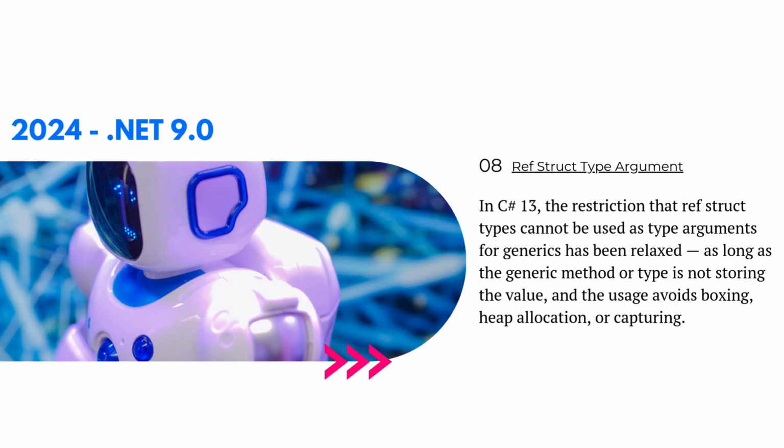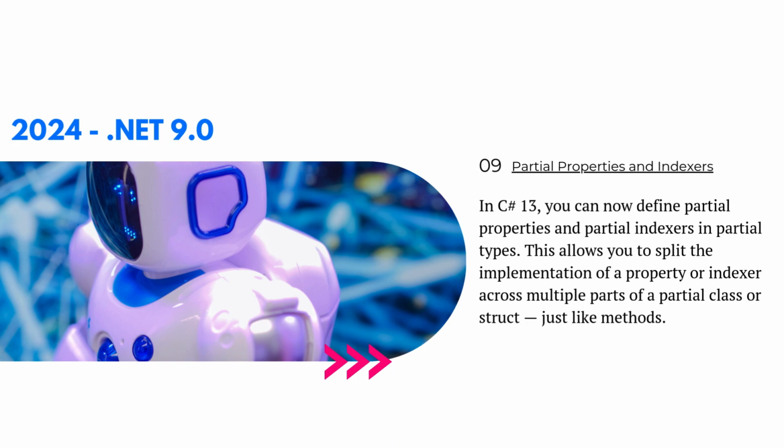In C# 13, the restriction that ref struct types cannot be used as type arguments for generics has been relaxed, as long as the generic method or type is not storing the value, and the usage avoids boxing, heap allocation, or capturing. In C# 13, you can now define partial properties and partial indexers in partial types.